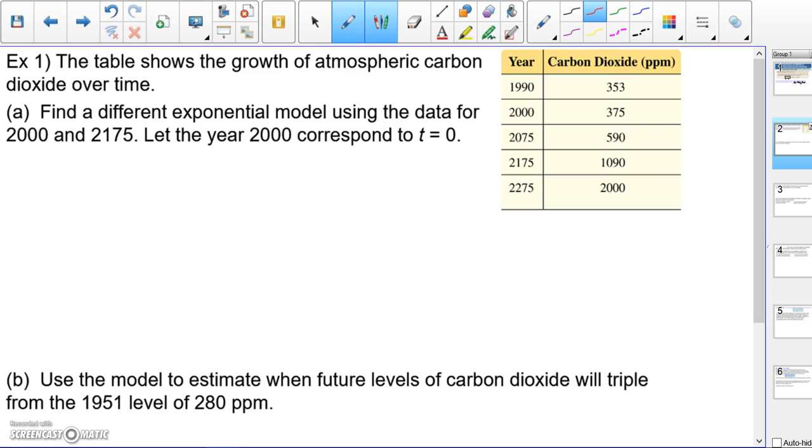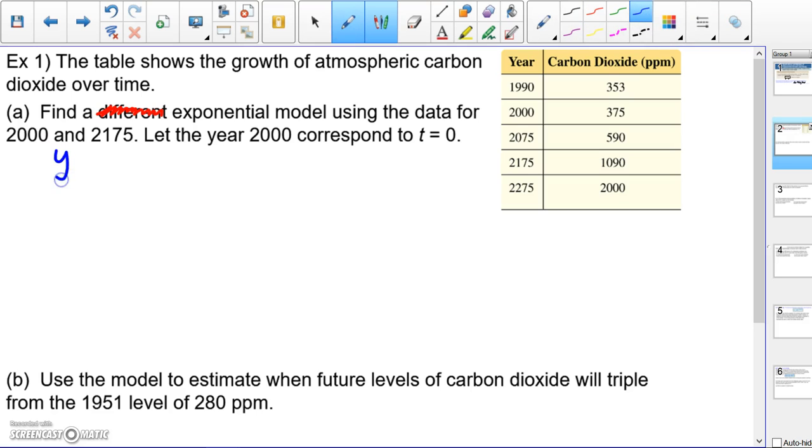Example 1, the table shows the growth of atmospheric carbon dioxide over time. A, find a different exponential model using the data for 2000 and 2175. I don't really know why it says different. We're just going to find an exponential model here. Let the year 2000 correspond to time equals 0.